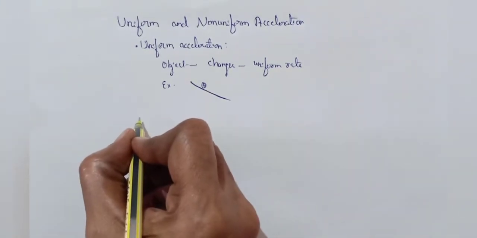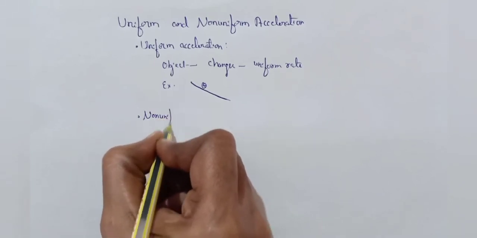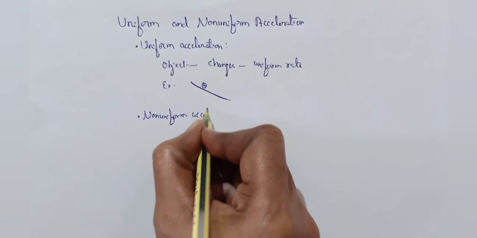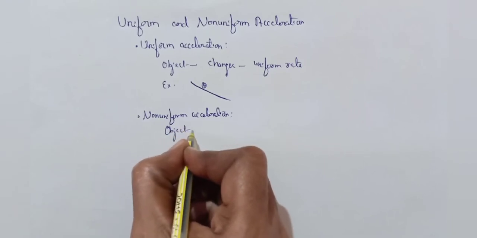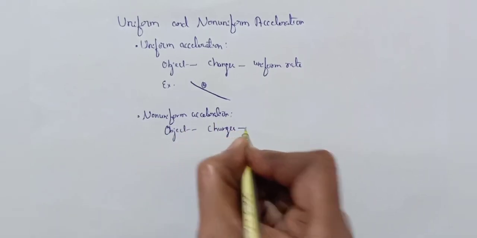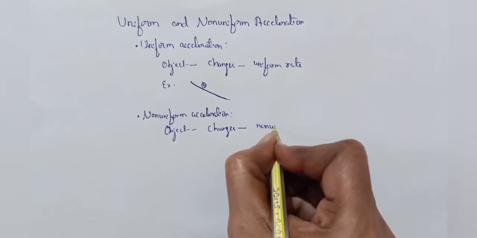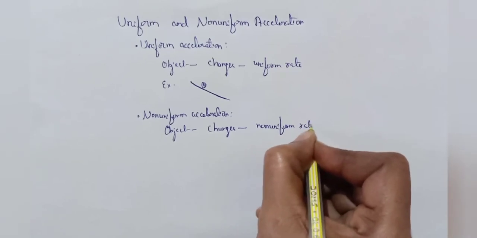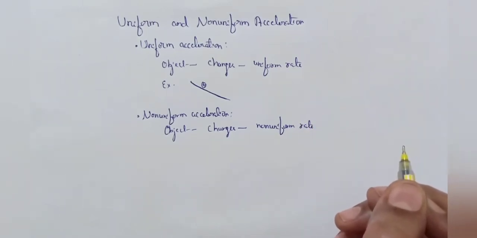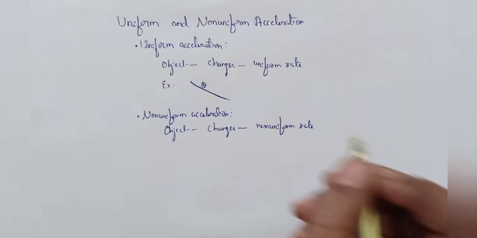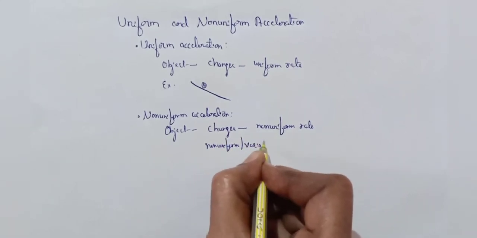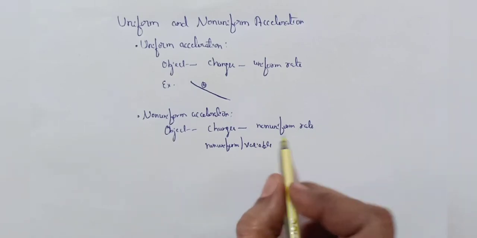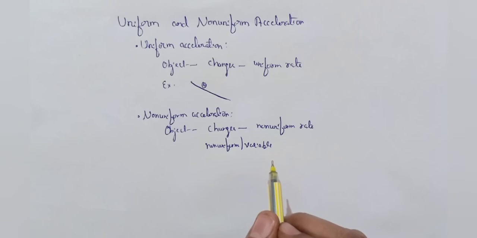Next, non-uniform acceleration. If an object changes its velocity at non-uniform rate, then the acceleration of the object is said to be non-uniform acceleration or variable acceleration. If an object changes its velocity at non-uniform rate, then the acceleration of an object is said to be non-uniform or variable.